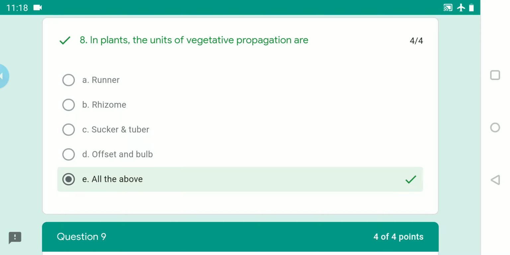So runners, also. Then the rhizome, ginger. Then sucker and tubers, which we discussed: in the case of the potato, tubers. Then suckers in the case of the chrysanthemum. Then offset and bulb. Offset, in the case of the water hyacinth. Then what about the bulb? Bulb in the case of agave. So these are all nothing but vegetative propagules. They can undergo vegetative propagation.